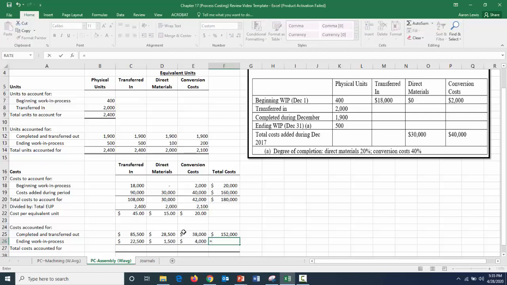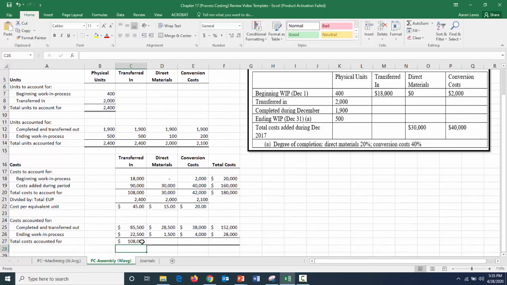For ending WIP, we have incurred a total of $28,000 worth of costs. And then over here, for transferred in, we have a total of $108,000. And because we like to use Excel fast, let's fill handle. Should be $30,000 for direct materials, $42,000 for conversion costs, and $180,000 for total cost.